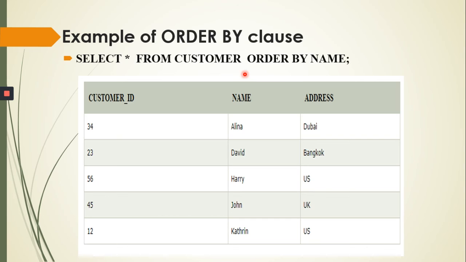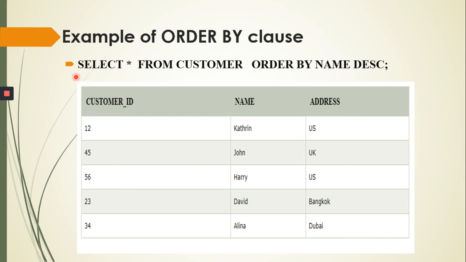Now if we want it in descending order, then we have to provide the DESC keyword. So select star from customer order by name, here I write DESC, so the output will be in descending order. So first is Catherine, John, Harry, David and Elena. So this is the concept of the order by clause.